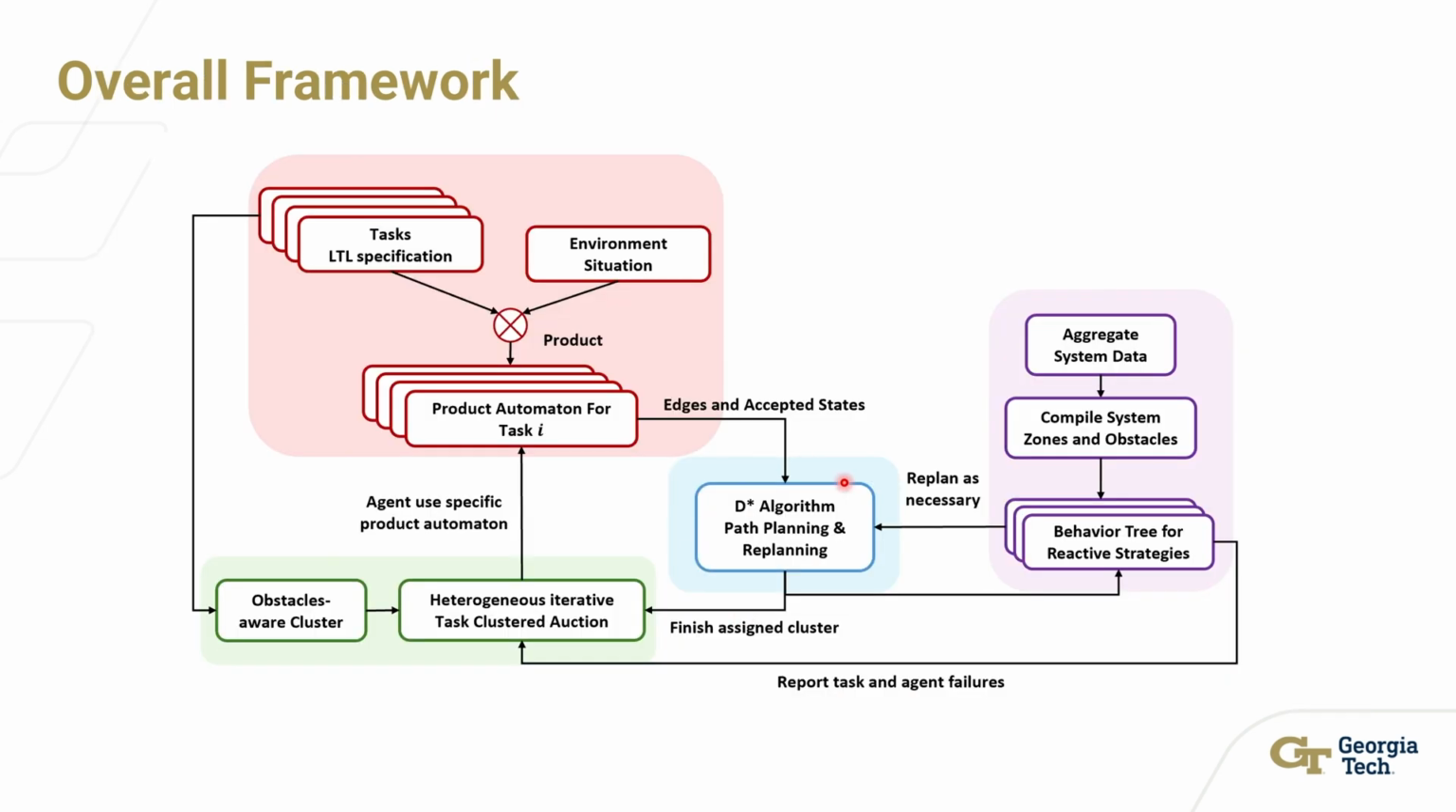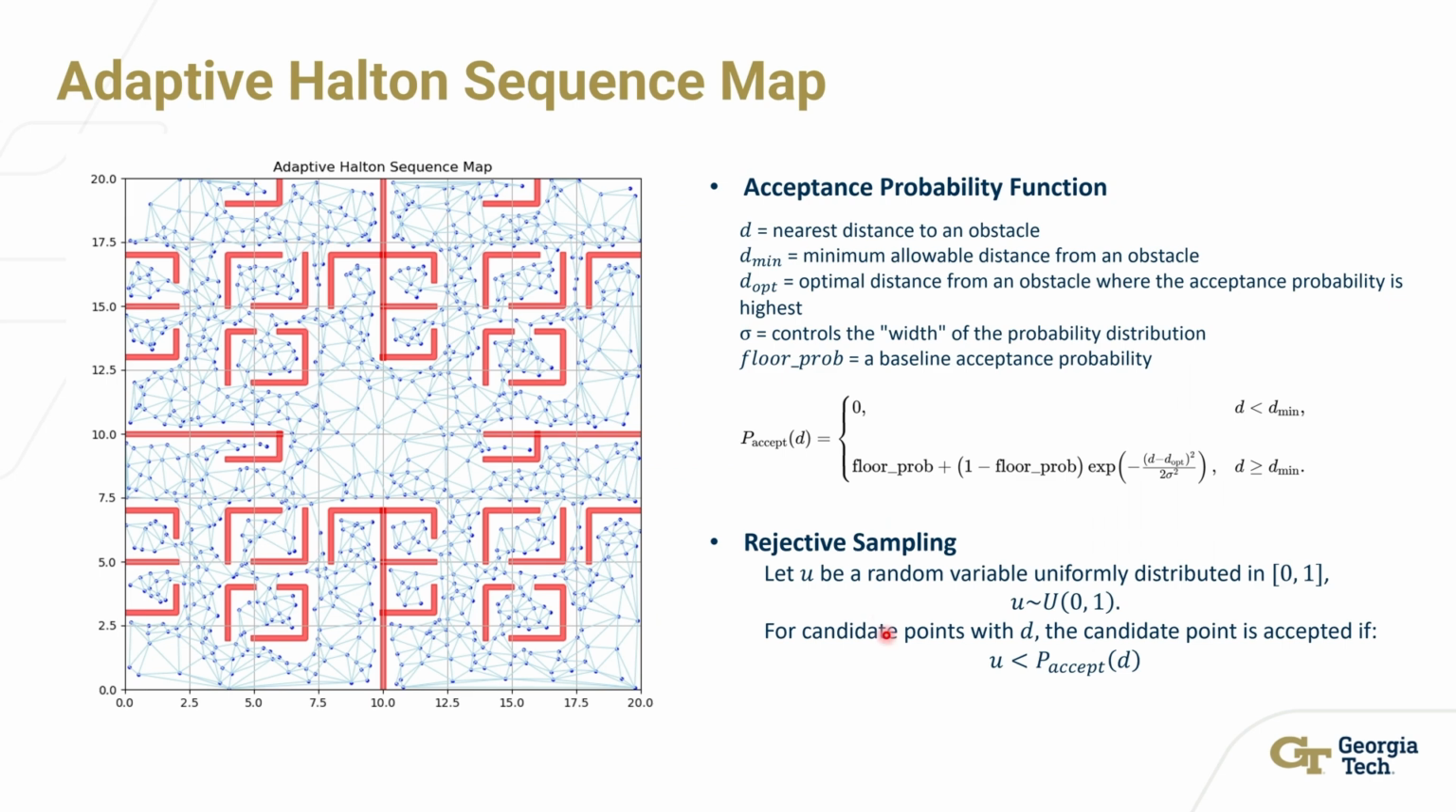Let's move on to the path planning component. As mentioned earlier, we use an adaptive Halton sequence map. This technique adjusts point density based on obstacle distribution. More points are placed in cluttered areas and fewer in open areas. The resulting triangular mesh allows smoother and more efficient paths compared to conventional grid-world maps with axis-aligned squares.